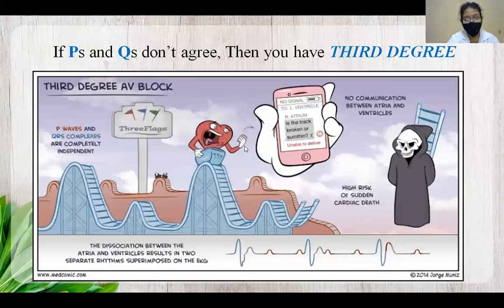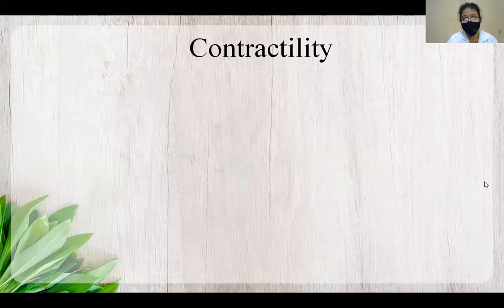The ratio is different. It can be either 2:1 or 3:1. So, but all impulses which are generated at the SA node are able to reach the ventricles. That is what it is. So this is what is third degree. And this is the condition where usually the people need pacemakers.